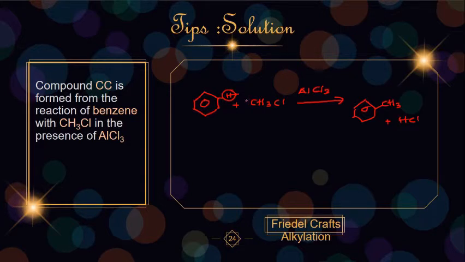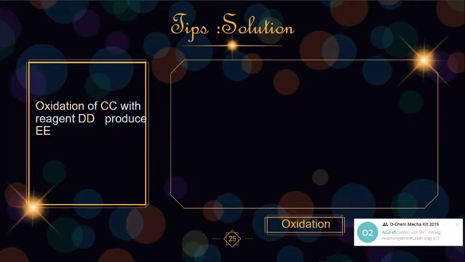Okay, so compound CC is alkyl benzene, which is methyl benzene. So it becomes methyl benzene, atau nama common name dia adalah toluene. Okay, this is actually toluene. Okay, done. You already get the structure of CC using the Friedel-Crafts alkylation.